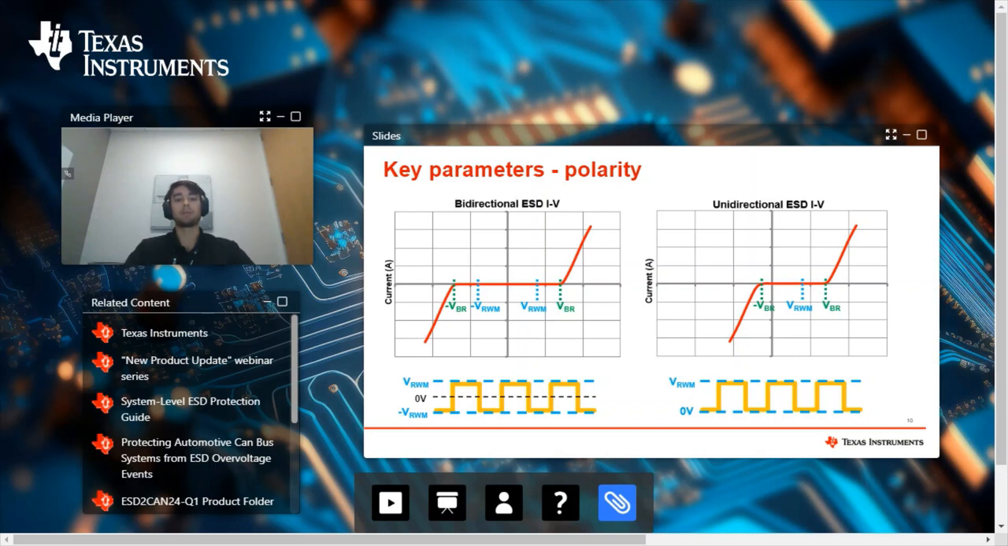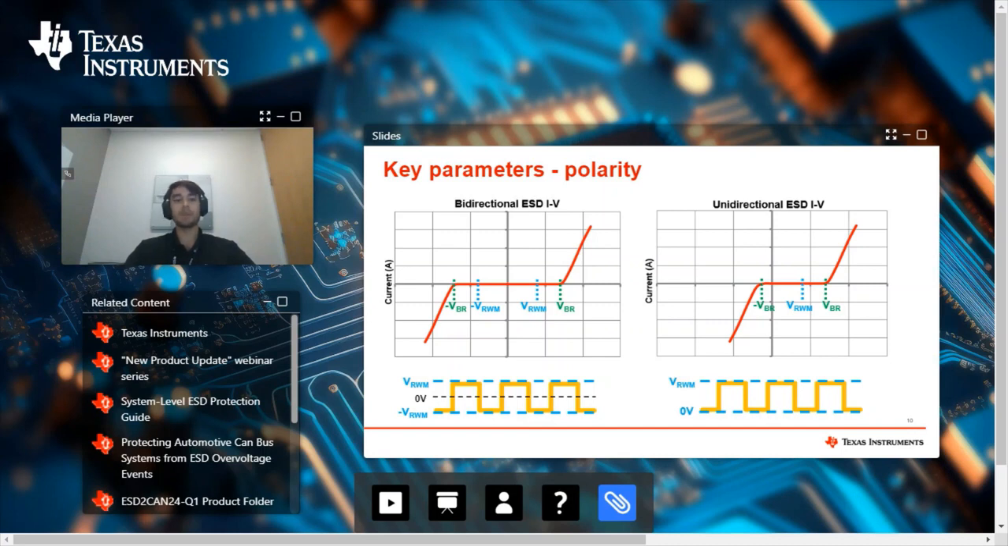And these are typically used to protect signals that swing below ground. And they're also commonly used to protect from miswiring events. And you can see the unidirectional IV curve here on the right. It breaks down in the positive region and then breaks down much earlier in the negative region, almost immediately. And so this unidirectional configuration can only protect positive interface voltage ranges.